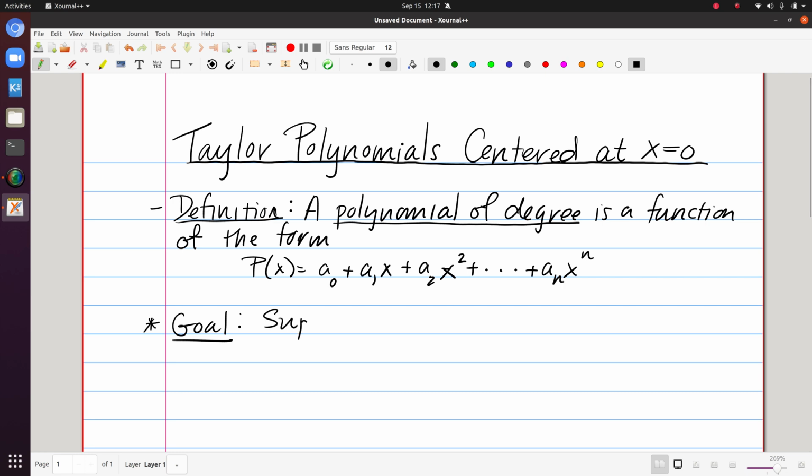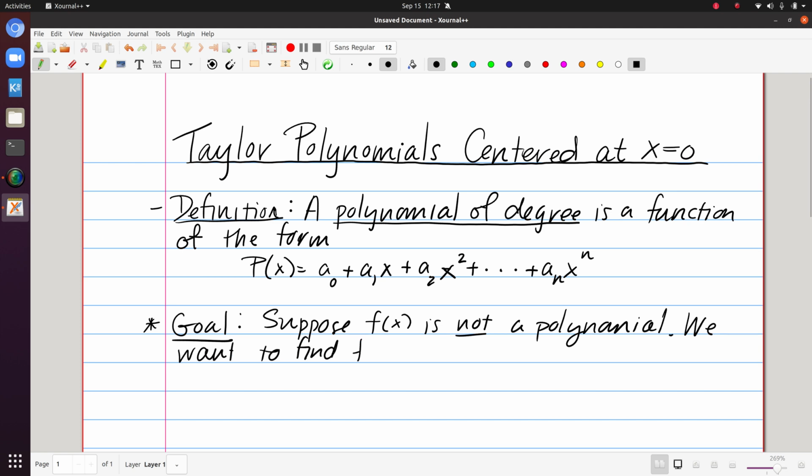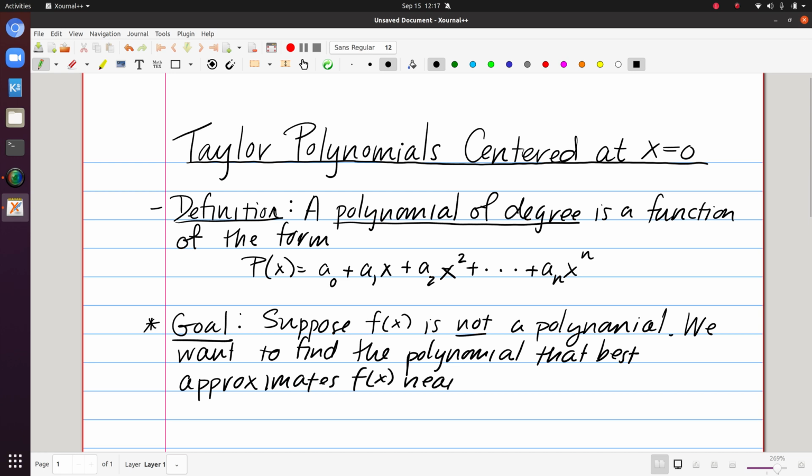polynomials. So in general, suppose I have a function f of x, and it's not a polynomial. It is not, you can't write it in the form I have above. Our goal is going to be that we want to find the polynomial that best approximates this function f of x near some particular point, let's say x equals a, but we'll start with focusing on x equals 0. In a later video, we will generalize what we're finding here to polynomial approximations that are good to approximate f of x near any point of interest.